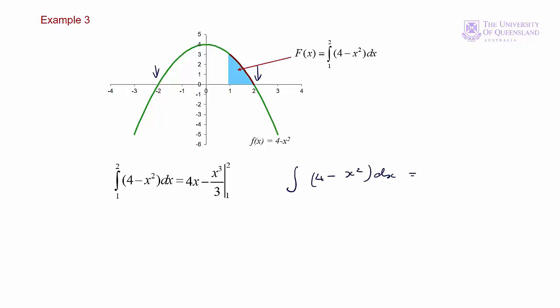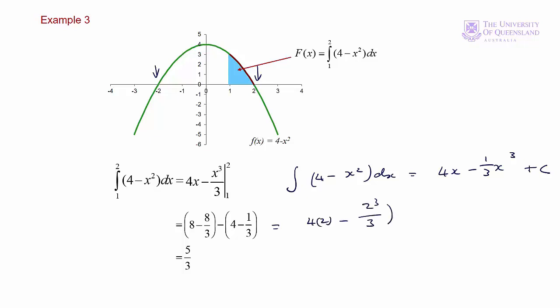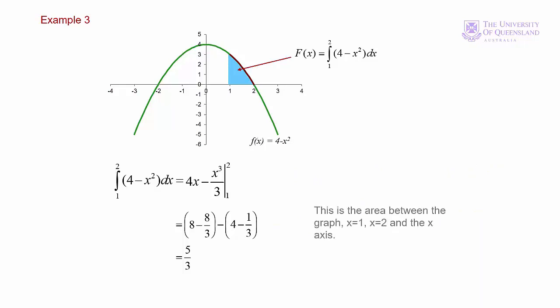Well, that will equal, we've got a constant there, so it'll be 4x minus x to the 3, and we divide by 3 there. If it's an indefinite integral, we'd have plus c. We evaluate the integral. So that's equal to 4 times 2 minus 2 cubed on 3 minus 4 times 1 minus 1 cubed on 3. So we have the answer there, 5 on 3. That's the area under the graph, between 1 and 2.